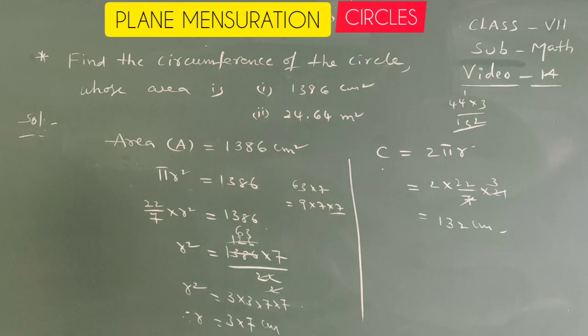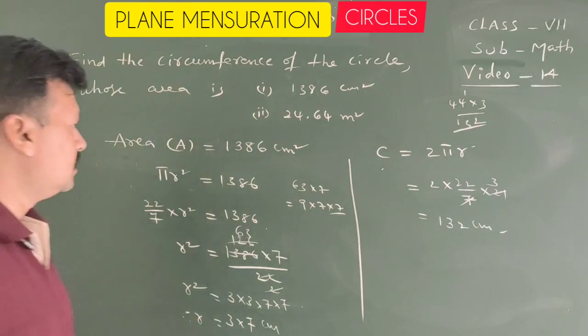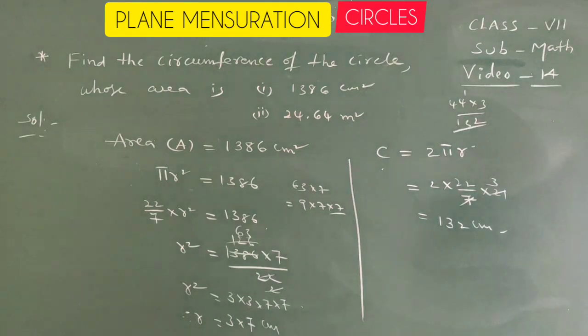Area of a circle is 1386 centimeters square. Then find its circumference. Area means pi r square. With the help of pi r square we got R as 21 centimeters. Once we got R, we can find its circumference, that is 2 pi R, 2 into 22 by 7 into 21. That's why we got 132 centimeters as its circumference.